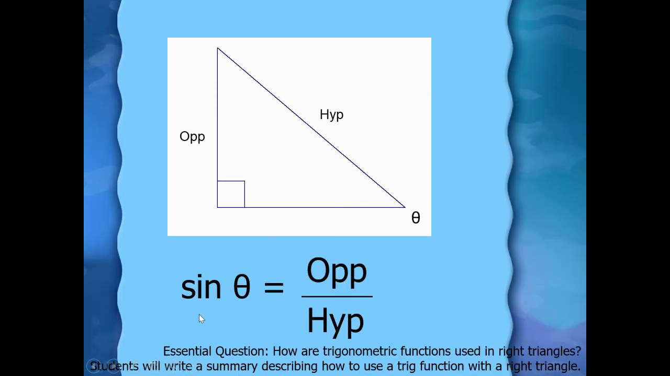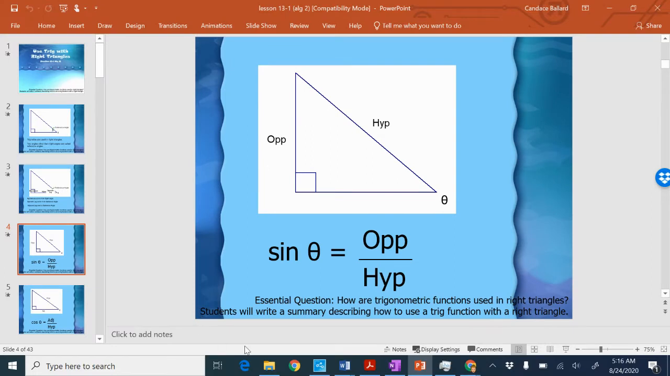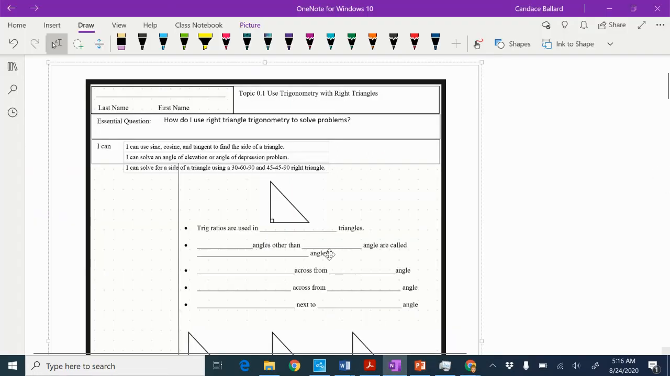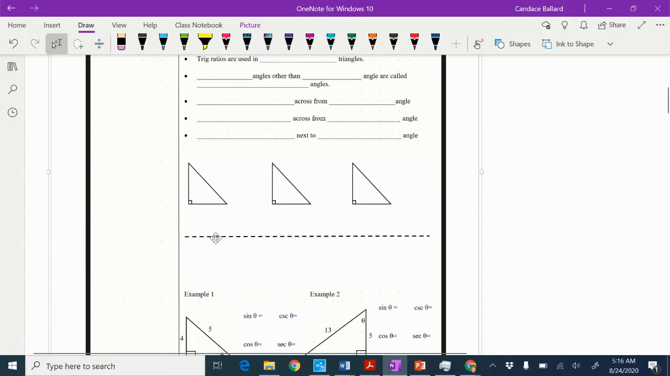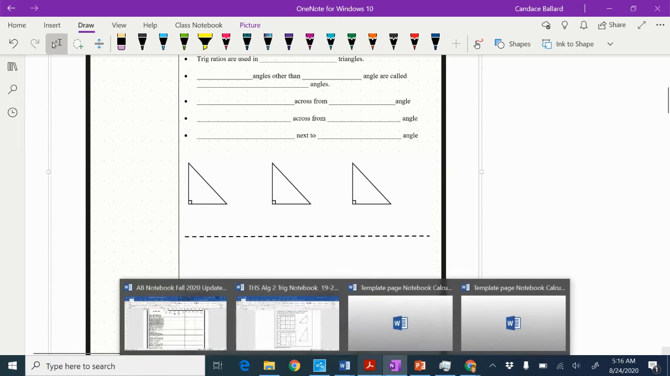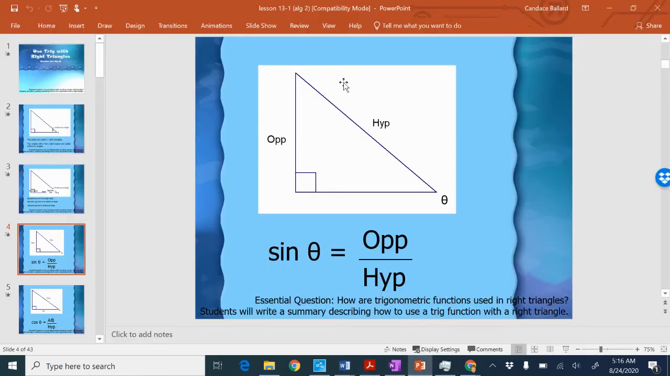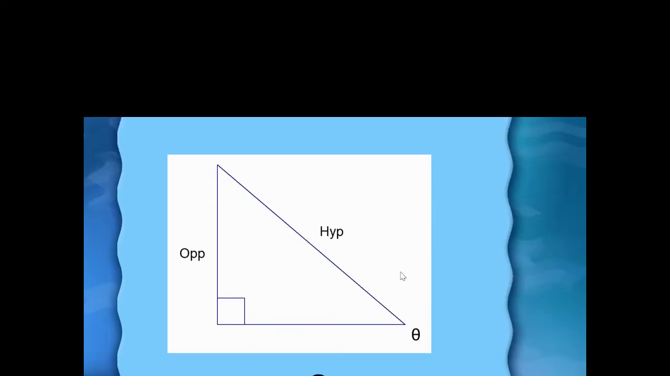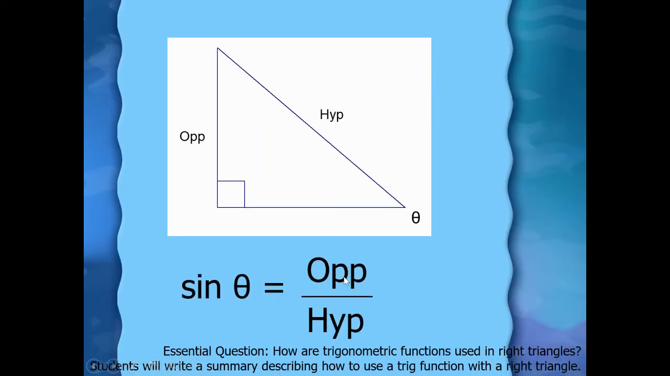So the sine, notice on the notebook page, I'm going to go to the notebook page. There's a dashed line right here. So I want you to be writing these first ones above the dashed line, okay? So write these first ratios right above the dashed line. So the sine is the opposite over the hypotenuse. So the opposite leg over the hypotenuse, okay?